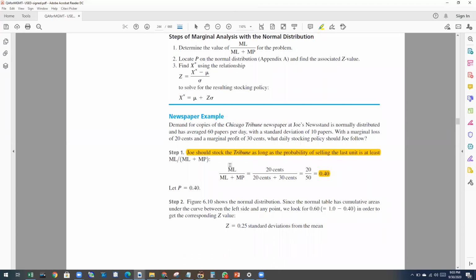We'll use the example of Chicago Tribune newspaper at Joe's newsstand. It is normally distributed with an average of 60 papers per day with a standard deviation of 10 papers, with a marginal loss of 20 cents and a marginal profit of 30 cents. The question is, what daily stocking policy should Joe follow?